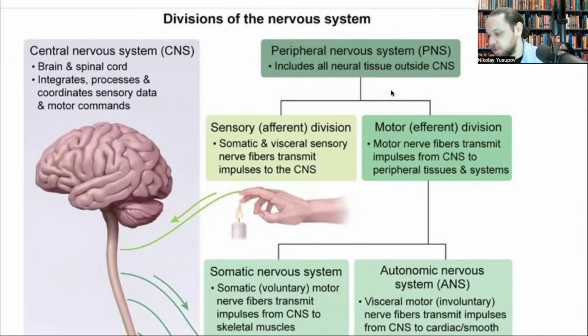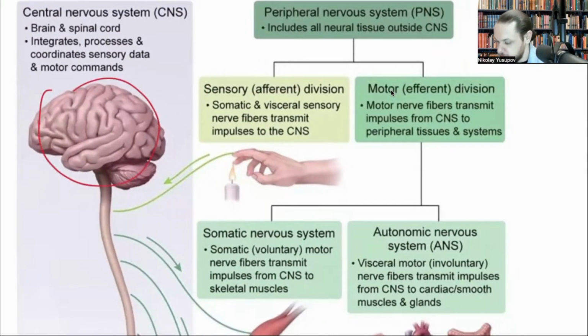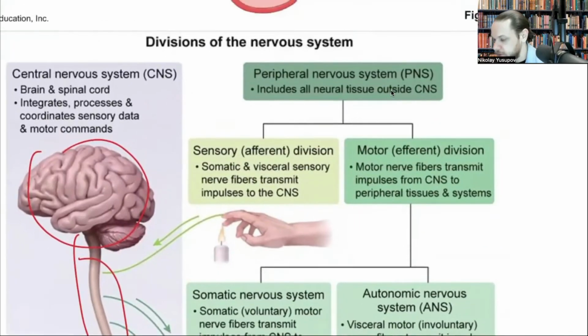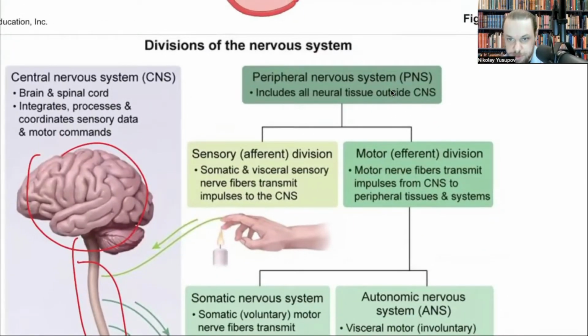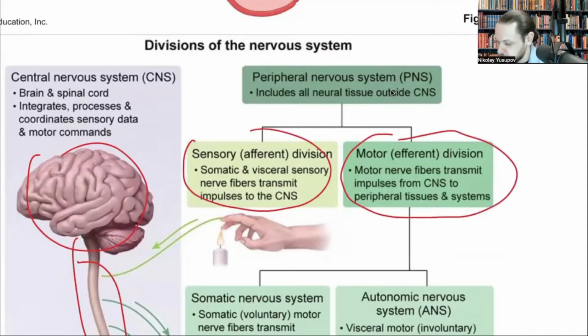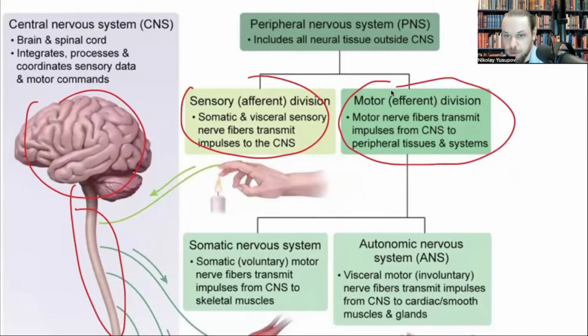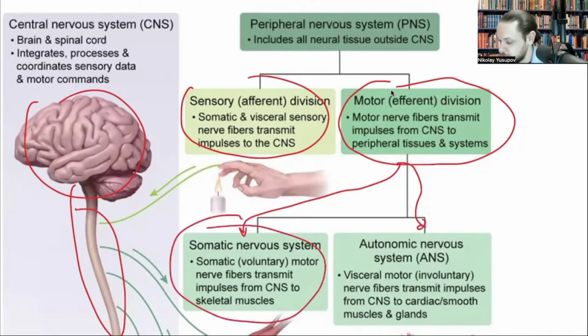So we have our division of the central nervous system, which is the brain and the spinal cord we see here. If we subdivide further, we have the peripheral nervous system. We have the sensory, which is the afferent system, and the motor, which is the efferent system. The motor system subdivides into two types: the somatic and the autonomic. Right now, we're going to focus on the somatic system, that's the voluntary muscular control.